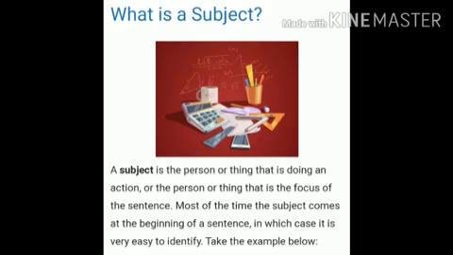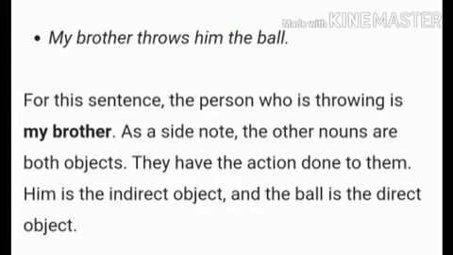Take the examples here. My brother throws him the ball. For this sentence, the person who is throwing is my brother. As a side note, the other nouns are both objects. They have the action done to them. Him is the indirect object and the ball is the direct object. We can clearly understand this difference here.